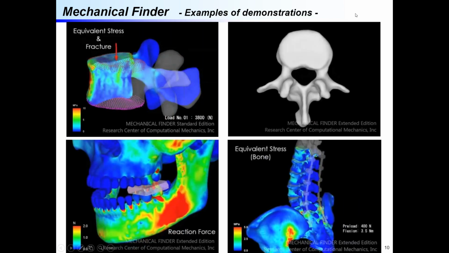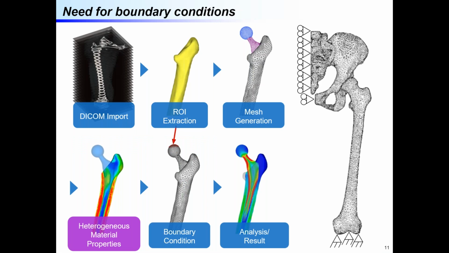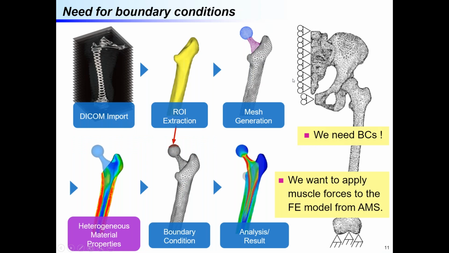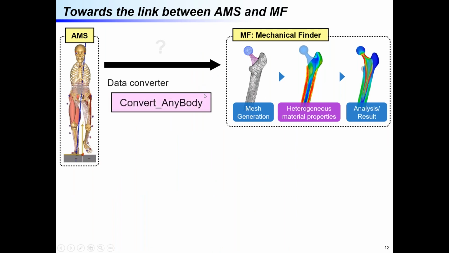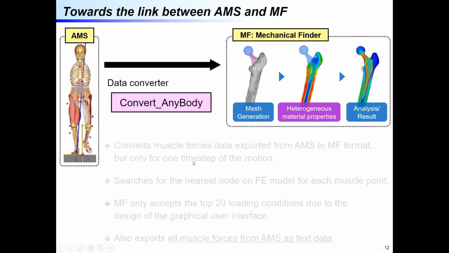Okay, so FE models made by Mechanical Finder look nice, but we need boundary conditions, and we want to apply muscle forces to the FE model from the AnyBody modeling system. So towards the link between the AnyBody and the Mechanical Finder, the provider of the Mechanical Finder and our team had discussions. And finally, the provider made a data converter, which is called Convert AnyBody. But still, it is under development.